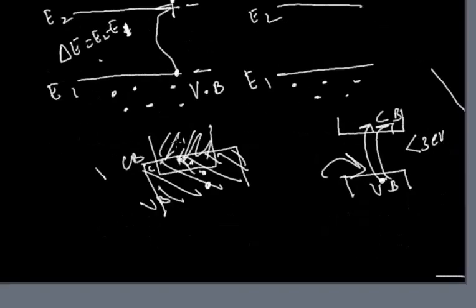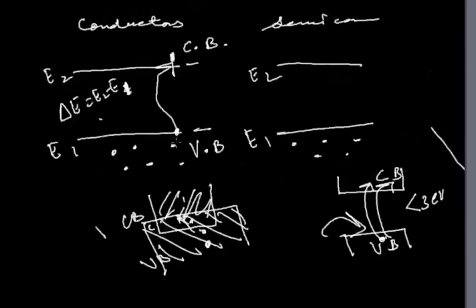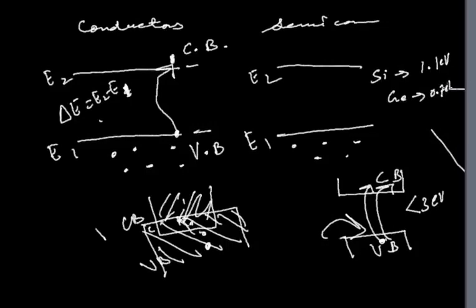silicon and germanium, which we have studied, the two best examples: in case of silicon, the band gap is 1.1 electron volts, and in case of germanium, it is 0.7 electron volts. So that is the difference between conductors and semiconductors. This is all about their comparison. Thank you.